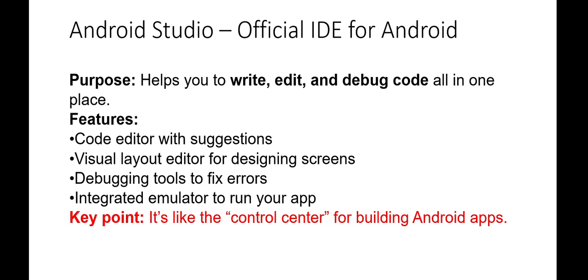The first one is Android Studio. It is the official IDE, integrated development environment, for Android. Its purpose is to help you write, edit, and debug code all in one place. The features of Android Studio are a code editor with suggestions, a visual layout editor for designing screens, debugging tools to fix errors, and an integrated emulator to run your app. So it's like the control center for building Android apps.